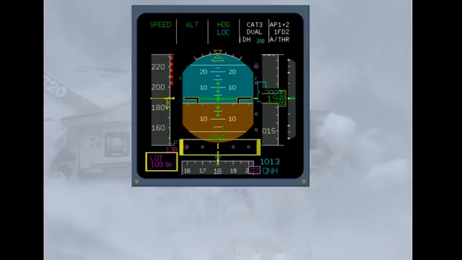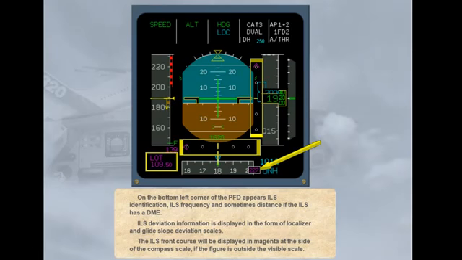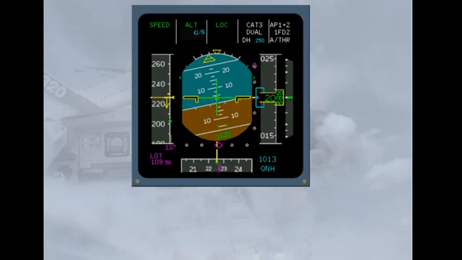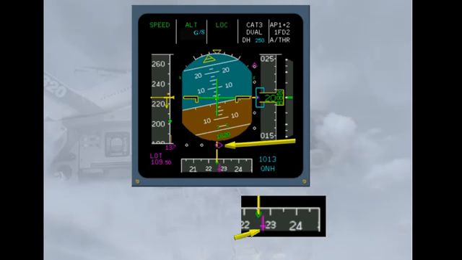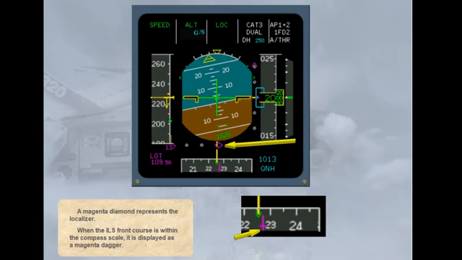ILS deviation information is displayed in the form of localizer and glide slope deviation scales. The ILS front course will be displayed in magenta at the side of the compass scale, if the figure is outside the visible scale. A magenta diamond represents the localizer. When the ILS front course is within the compass scale, it is displayed as a magenta dagger.